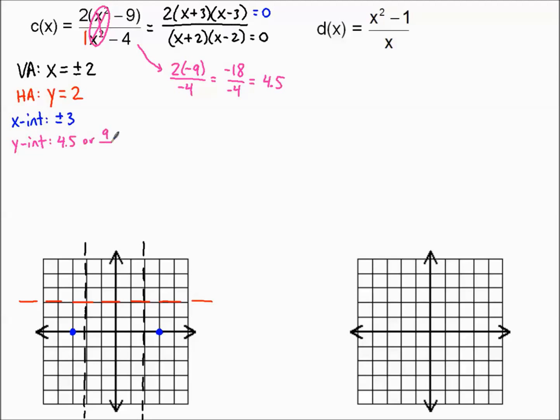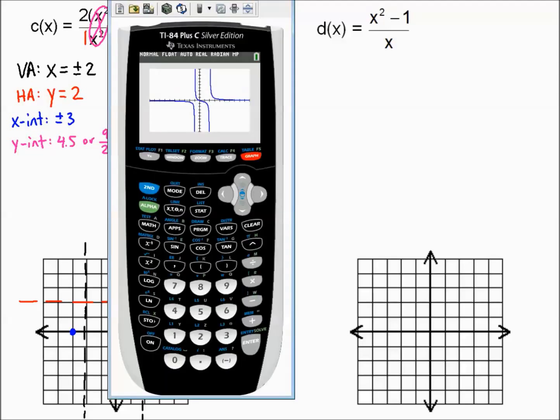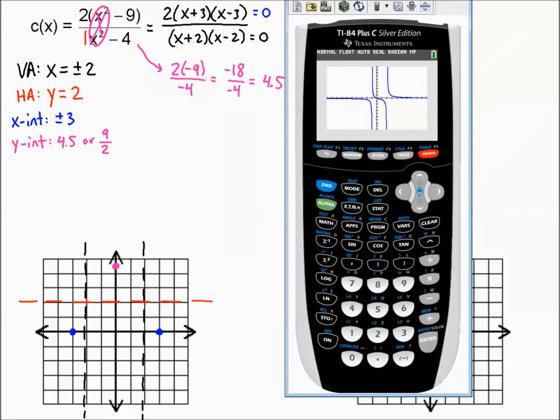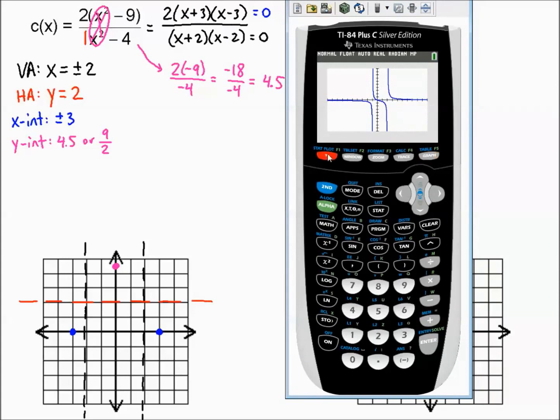I know I like improper fractions, but I need to know 1, 2, 3, 4.5, how to plot it on there. Okay, that's all I'm going to do by hand, and then I'm going to use my calculator to sort of double check that I've done that correctly.